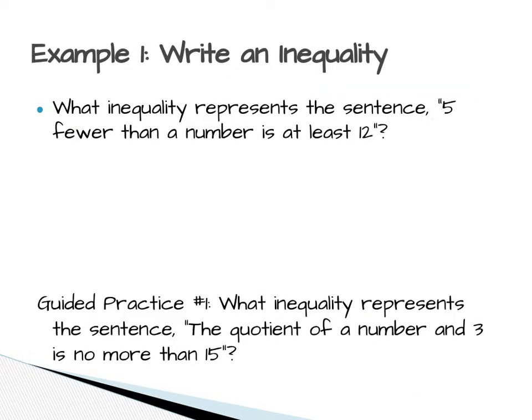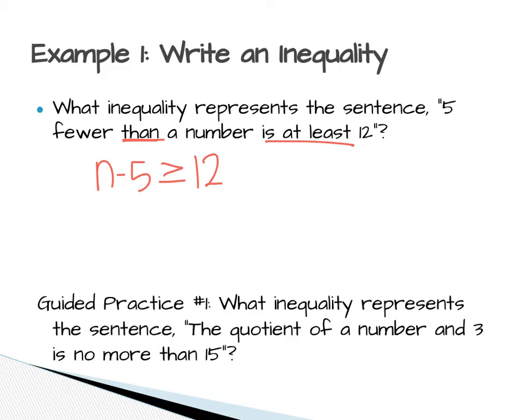When you have to write your inequality, first you have to make sure that you write your numbers in the right order. 5 fewer than a number is not 5 minus n. It's n minus 5. Anytime you have "than" in there, it swaps the order. So 5 fewer than a number is n minus 5. If it's at least 12, that means it's 12 or more. So it's going to be greater than or equal to 12.